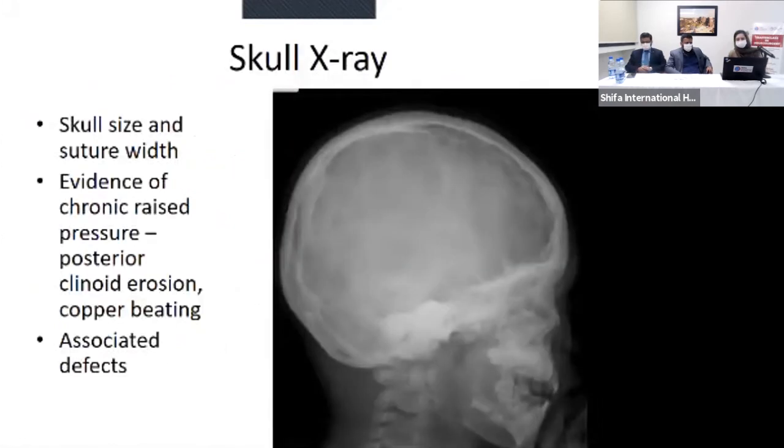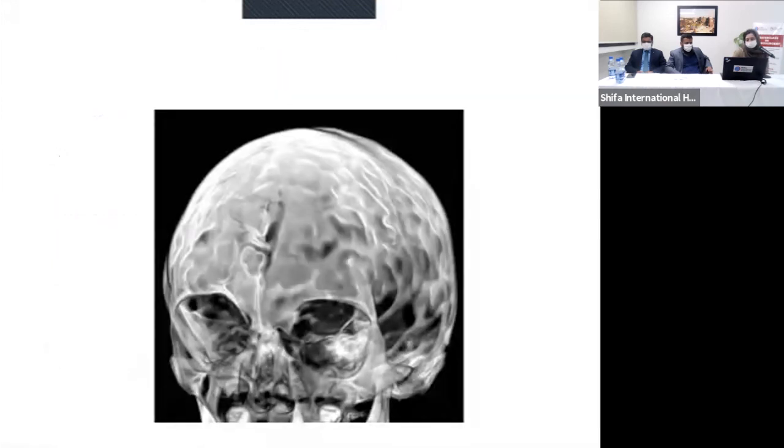The radiological investigations that can be done for hydrocephalus include a skull X-ray. Over here, we can see convolutional markings along the skull vault. Also, we can see an increase in the size of the skull and an increase in the suture width. This shows a gyral imprint on the inner table of the skull, which is a sign of chronically raised intracranial pressure.